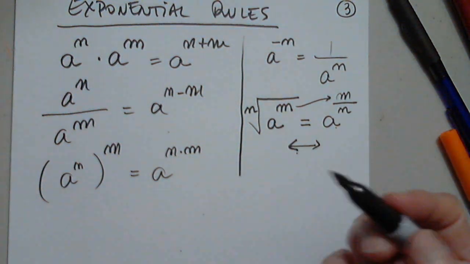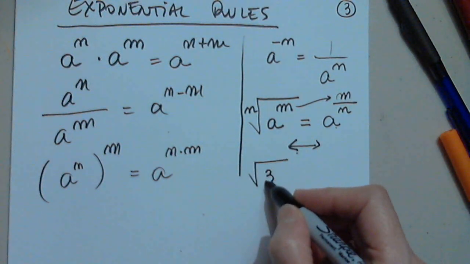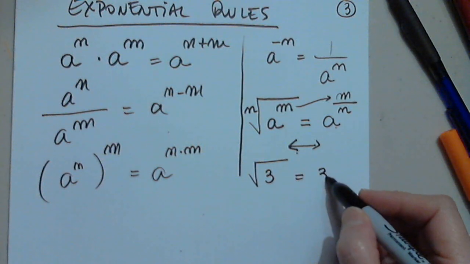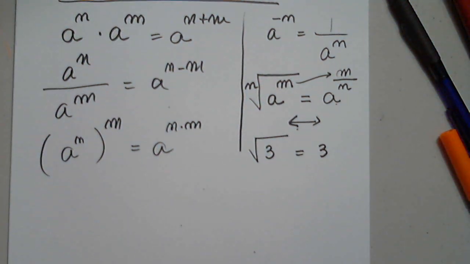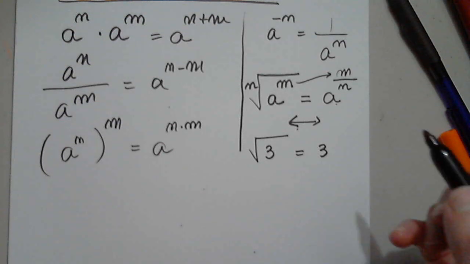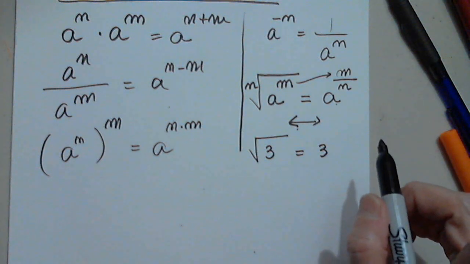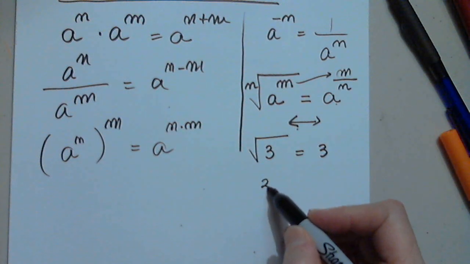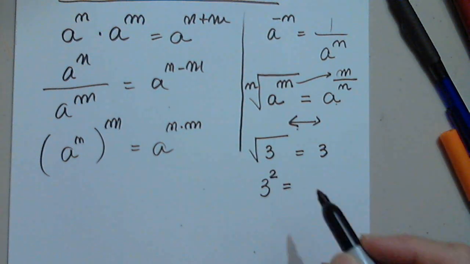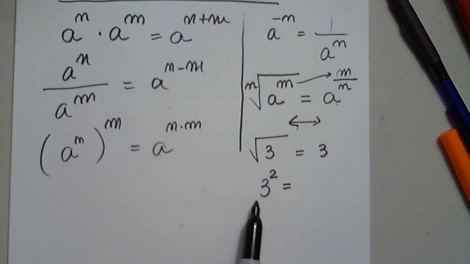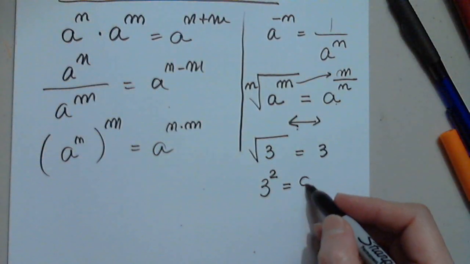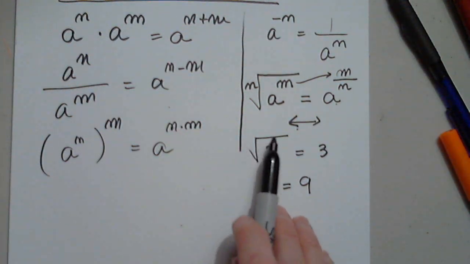For example, here's an example. The square root of 3. Can anyone tell us, is 3 to which power? To the second power. Careful. So these two cannot be the same, right? 3 squared is 9. It has nothing to do with the square root of 3.